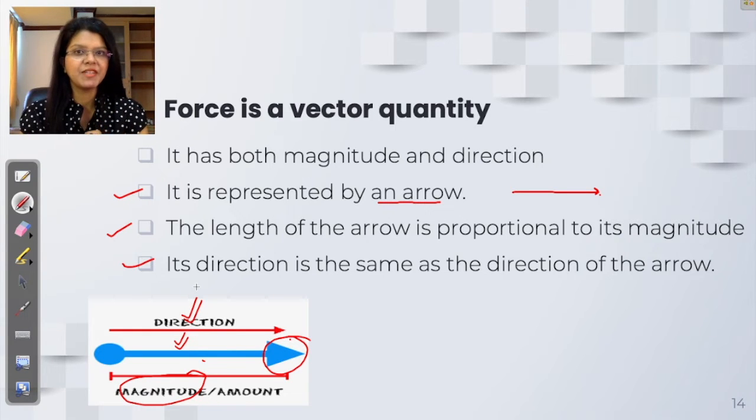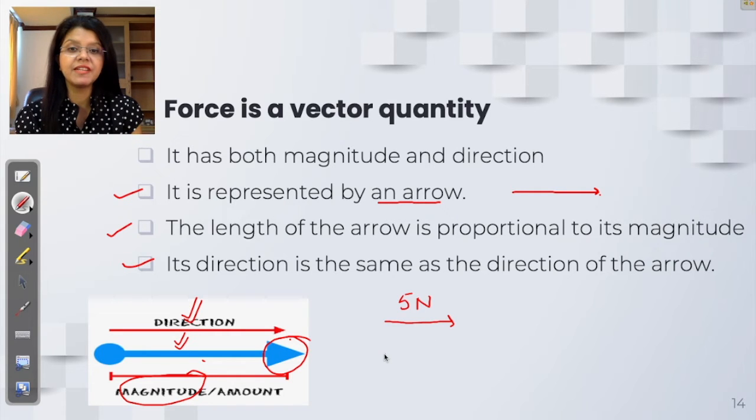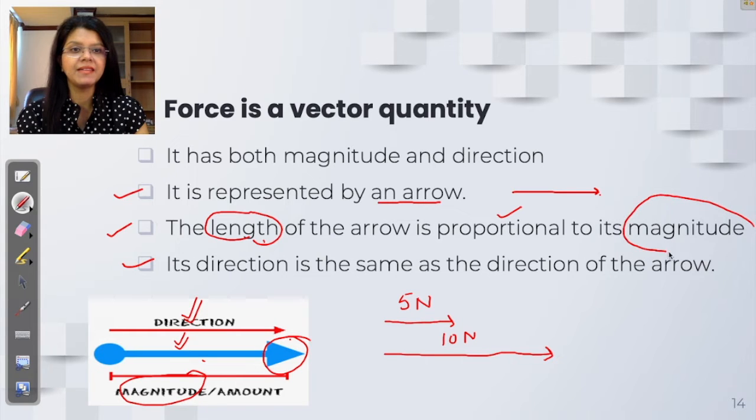Let us understand the magnitude part of the force. Let us suppose that you are drawing a force of 5 newtons like this. This is your 5 newtons. If you have to represent a force of 10 newtons, how long the arrow should be? Twice this length. This is your 10 newtons. This is what it means. The length is proportional to the magnitude, right? If you are drawing a force of 2.5 newtons, it should be half of this length, right? This is a 2.5 newtons.